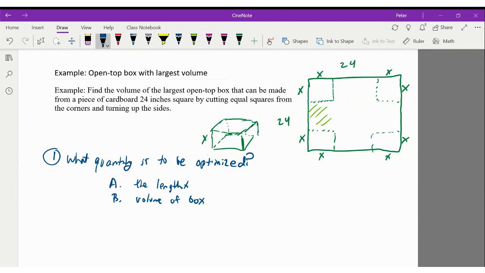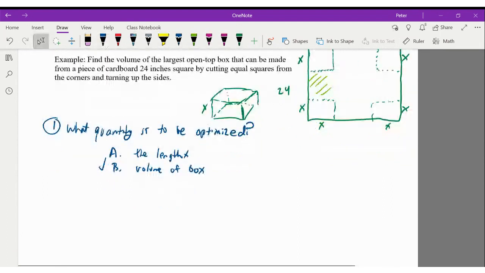Okay, good. It looks like the overwhelming choice is B, which, by the way, doesn't make it right. It just happens to be correct because correctness is itself not a democracy. But that is correct. It's the volume of the box that we're trying to optimize. We're trying to find the value of x that optimizes that quantity.